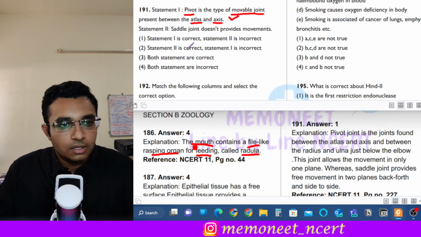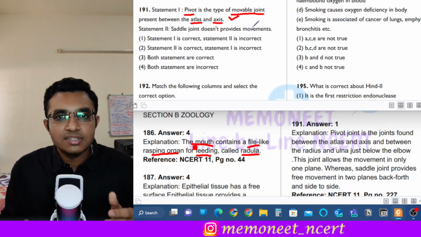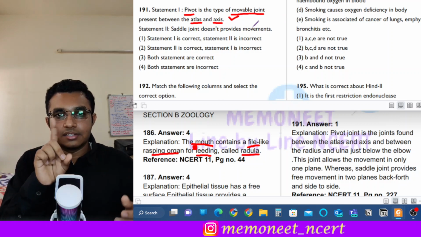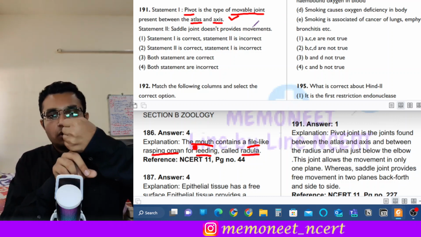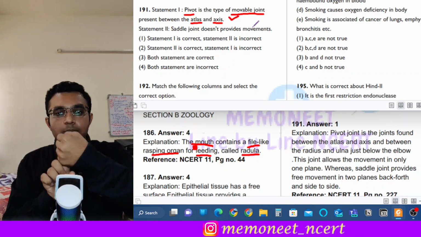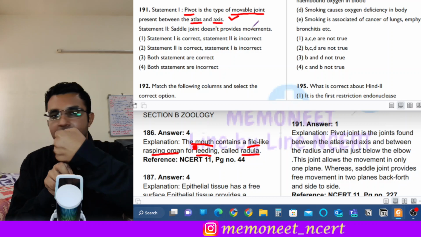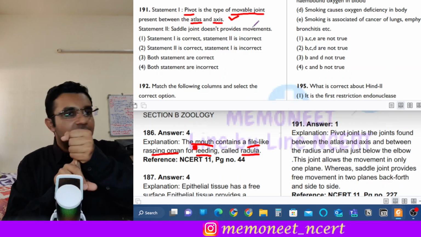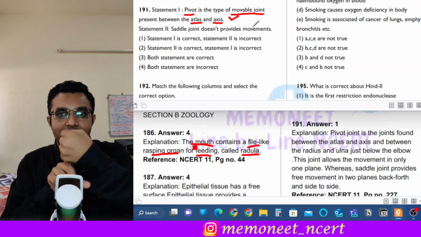And how does it look? So see, this is the axis bone and this is the atlas bone. So this is a pivot type of joint and this helps us in doing the no movement. Like see, this is the type of movement which is done by the pivot joint between atlas and axis.